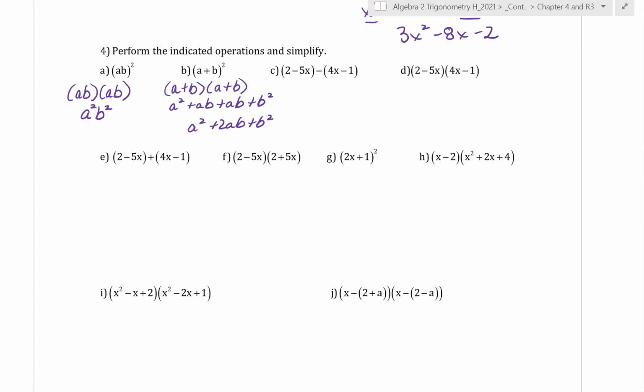Part b, you have the quantity a plus b times the quantity a plus b. You need parentheses, so you would have a squared plus ab plus b squared, and you can combine like terms.